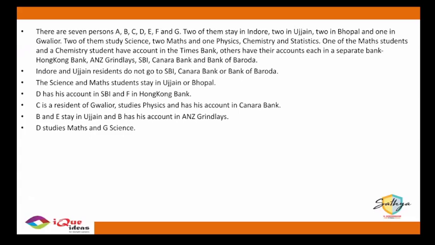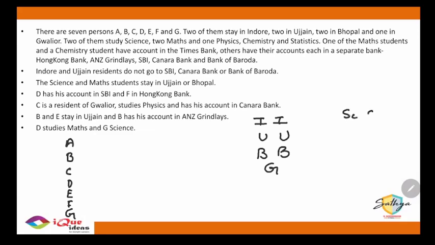So totally it says there are 7 people A, B, C, D, E, F and G. Now it says 2 of them stay in Indore. So in places I've got 2 places where Indore has to be done. 2 stay in Ujjain, 2 stay in Bhopal and 1 stays in Gwalior. So I have to fit accordingly. Then it says 2 of them study science, 2 of them study mathematics, 1 studies physics, 1 studies chemistry and 1 studies statistics. 7 subjects.